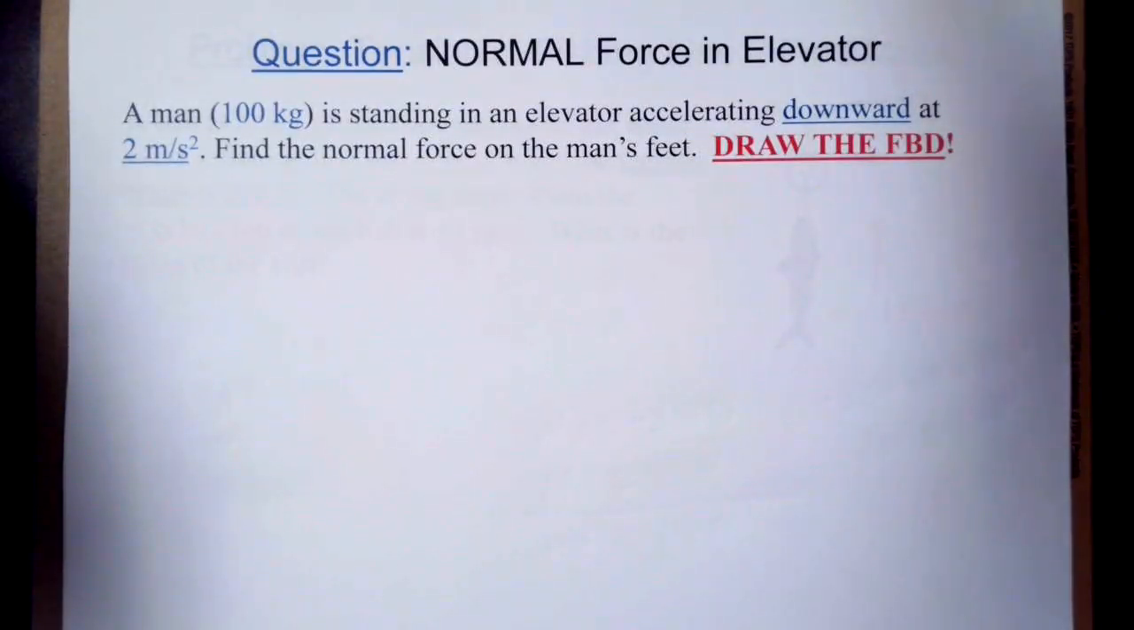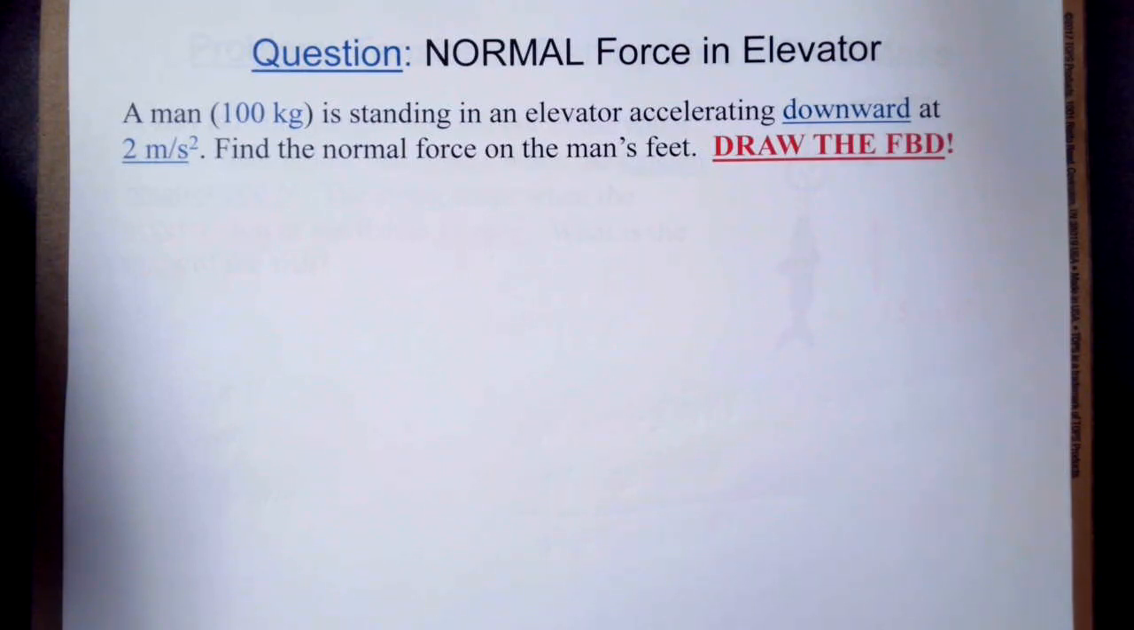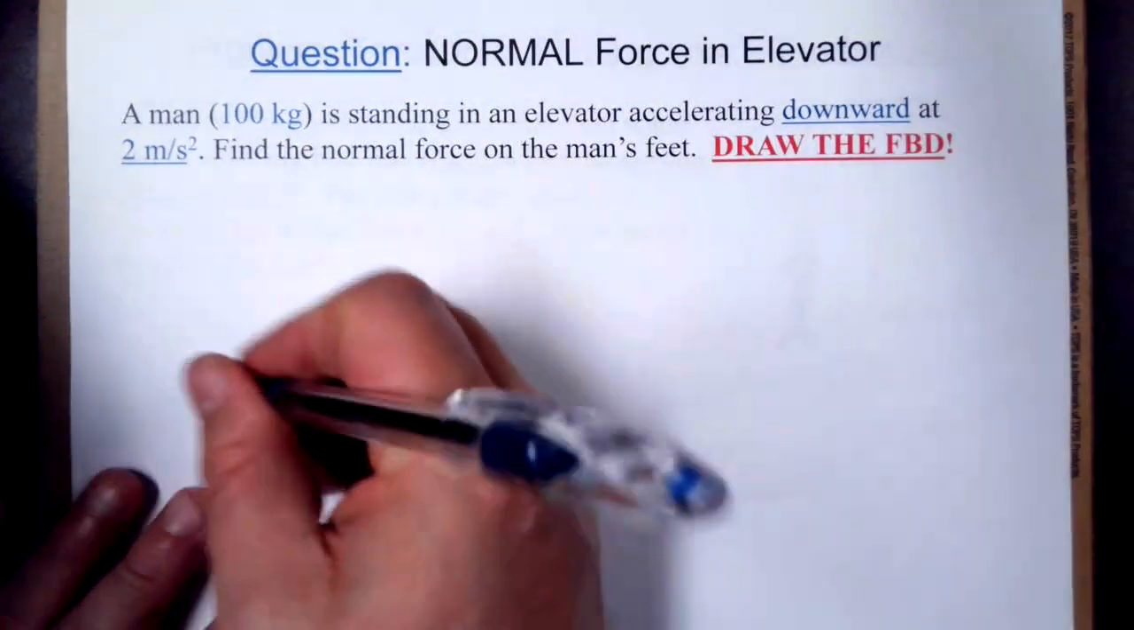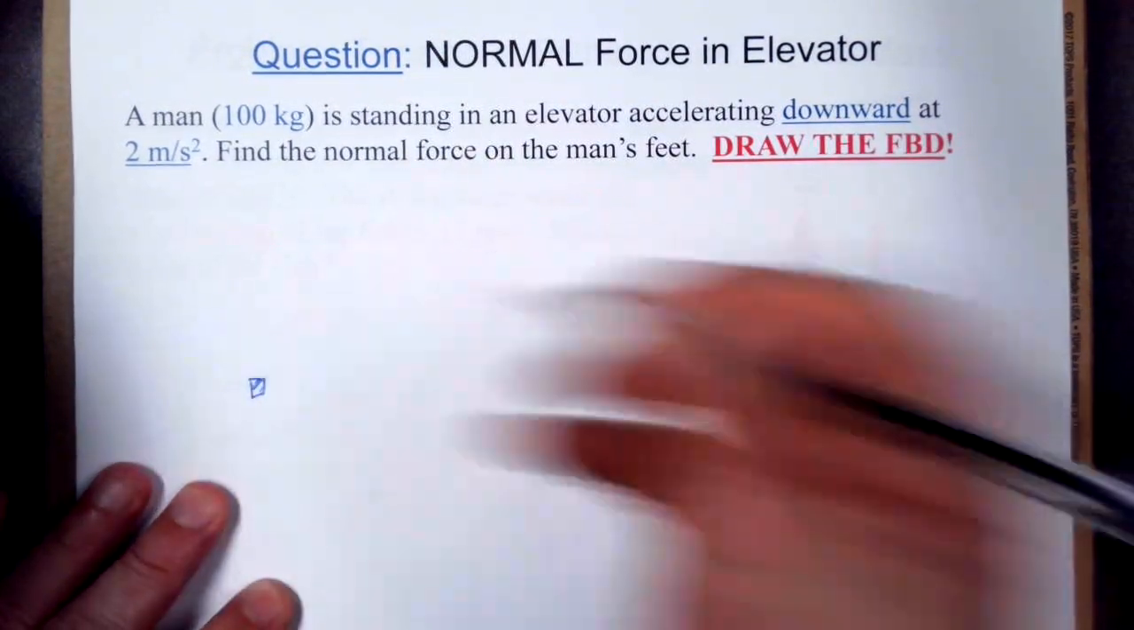Okay, let's try a second question. So here we have a man who is 100 kilograms, and he is standing in an elevator that is accelerating downward at 2 meters per second squared. So pretty similar problem to the last one, except this time the acceleration is down, so our acceleration is going to be negative. So to do our process, let's do the free body diagram.